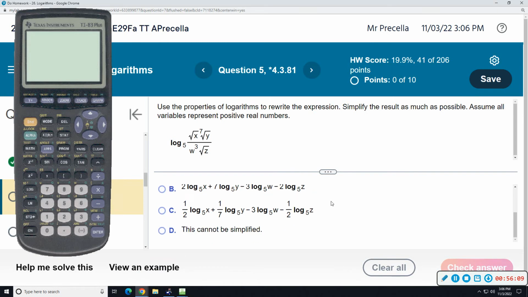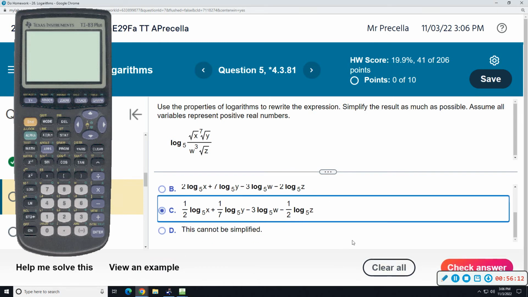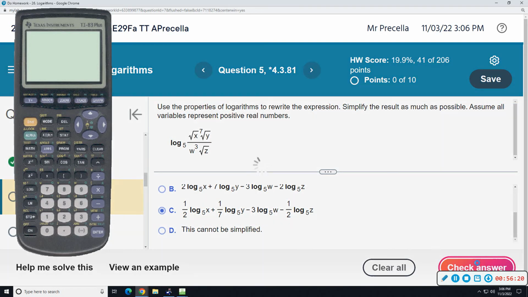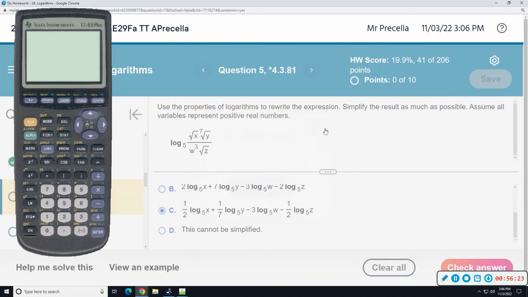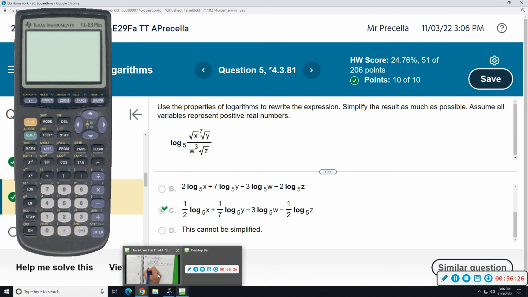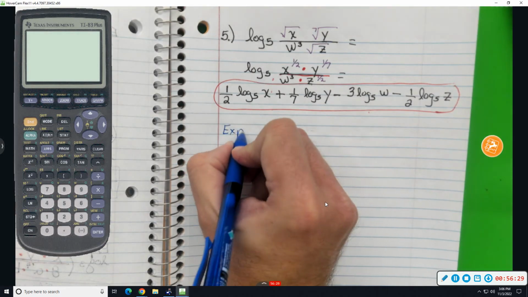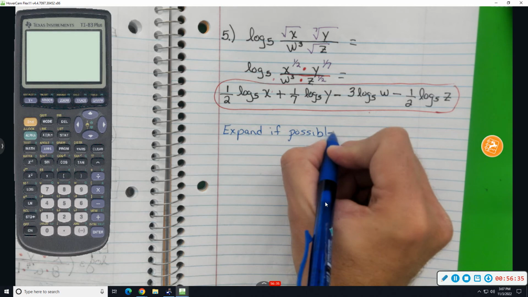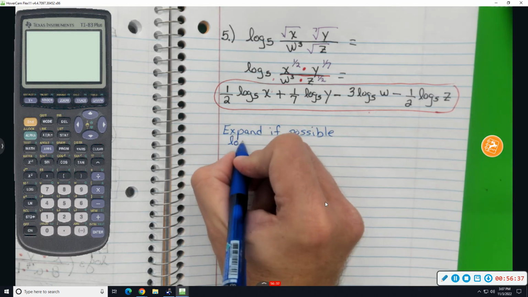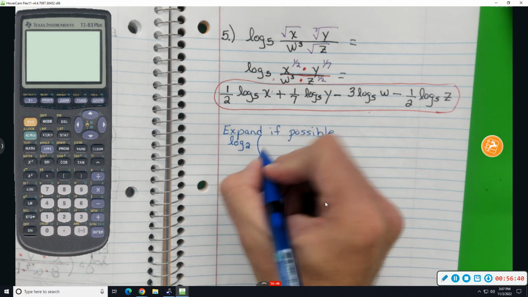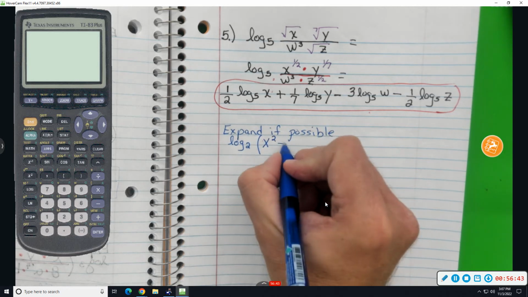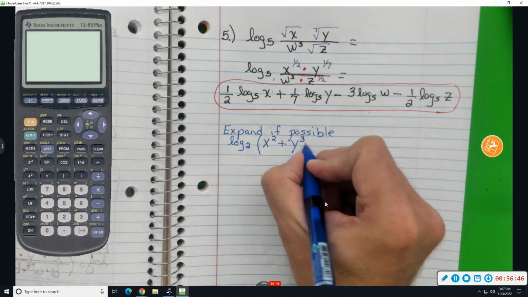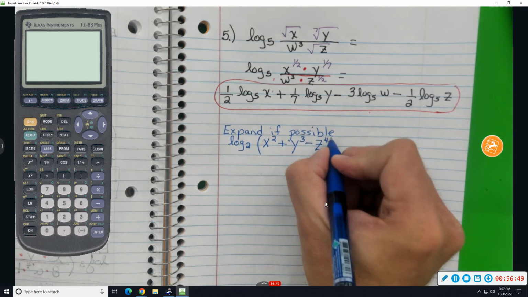Okay, and it is C, but what's interesting here is that answer D, this cannot be simplified. I'm going to check and make sure it's right, and switch over here. Okay. I'll say expand if possible. Here's a logarithm for us to try to expand. Log base 2 of x squared plus y cubed minus z to the fourth.